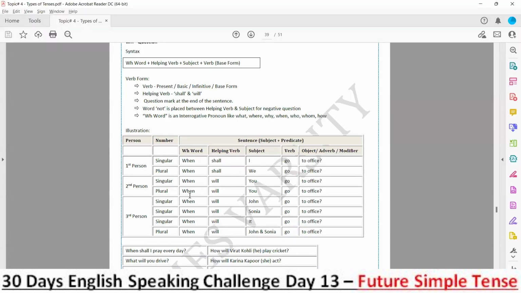Similarly, when will you go to office? आप कब जाओगे? So from here, I'm expecting you to read these WH questions, translate, and answer.